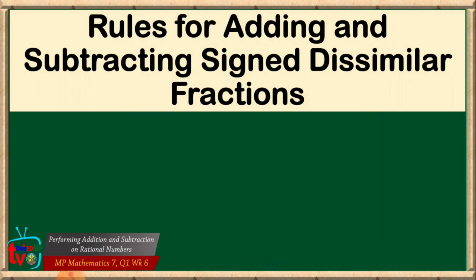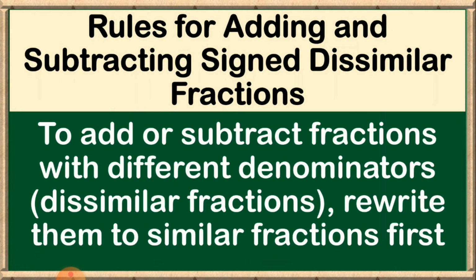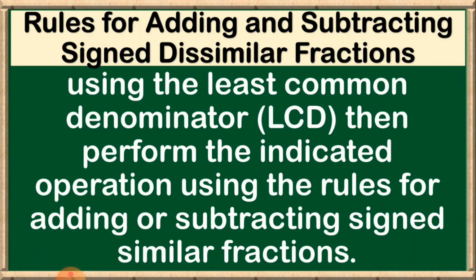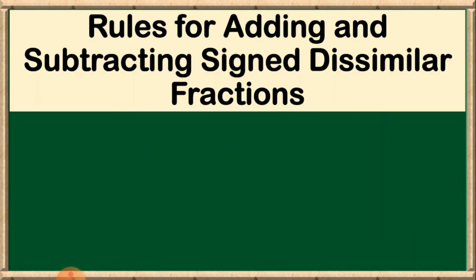Yay! We are now on the last rule. The rules for adding and subtracting signed dissimilar fractions. To add or subtract fractions with different denominators or dissimilar fractions, rewrite them to similar fractions first using the least common denominator or LCD. Then, perform the indicated operation using the rules for adding or subtracting signed similar fractions.